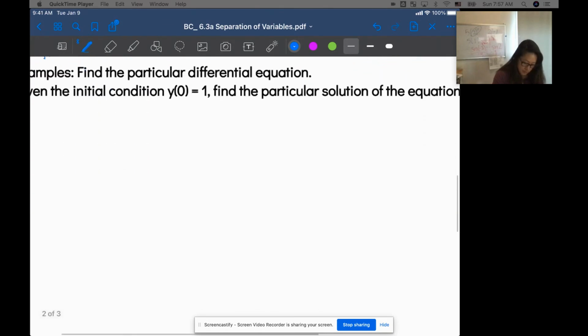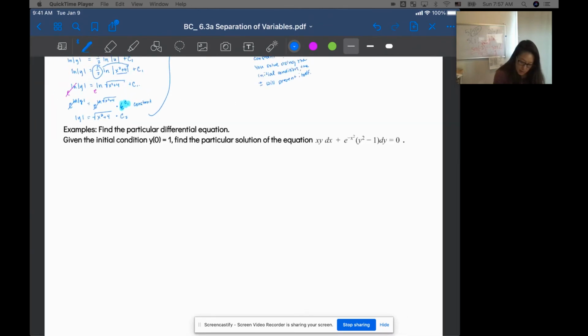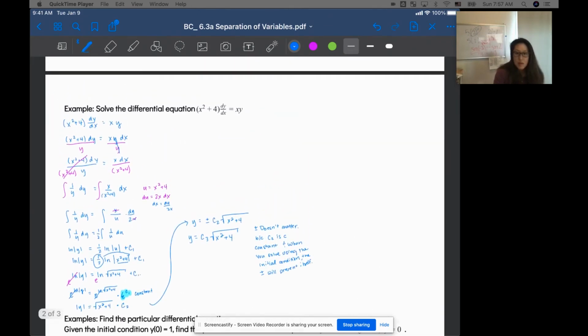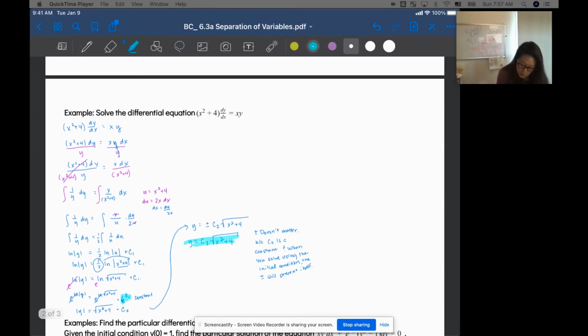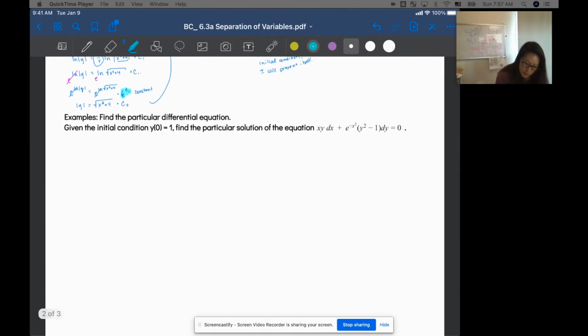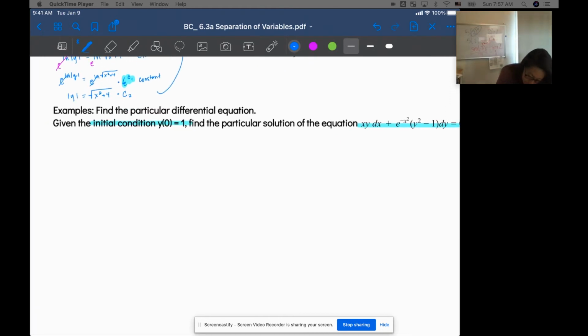All right, next one. We're going to do the same thing, but these last two we solve for the general equation because we left in our C value. The next two we're going to solve for a specific solution, using our initial condition. So our initial condition is y of 0 is equal to 1, and our differential equation is xy dx plus e to the negative x squared times y squared minus 1 dy is equal to 0. So I'm just going to rewrite that: xy dx plus e to the negative x squared times y squared minus 1 dy is equal to 0.